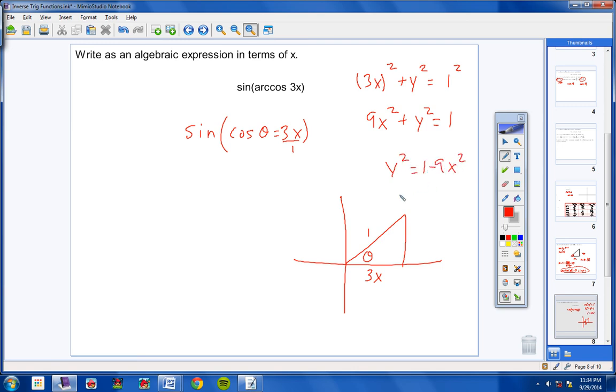And now take the square root of both sides, and the square root of y is y, and the square root of 1 minus 9x squared is 1 minus 9x squared. Now, a lot of students right here want to take the square root of the 1 and the square root of the 9 and the square root of the x squared. I'm sorry, I didn't mean to laugh, and put this. That's totally incorrect because you have two terms under the radical.